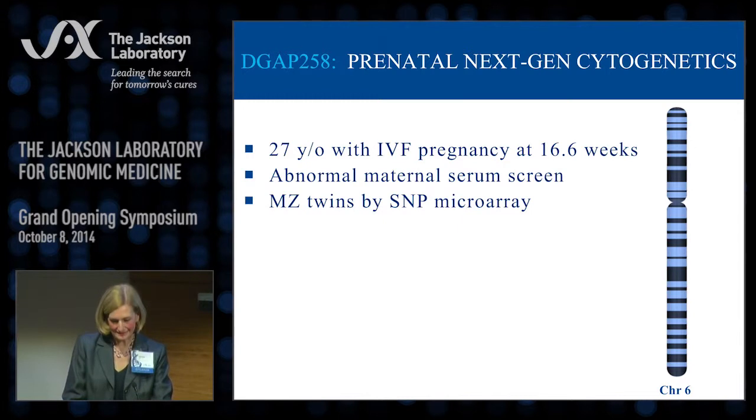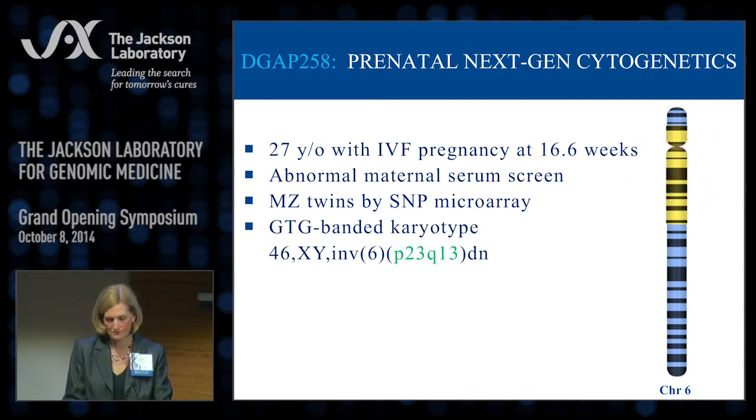So the second case I'll just tell you about, and I picked them for various reasons. This was a 27-year-old with an IVF pregnancy at 16.6 weeks. She had an abnormal maternal serum screen. I wasn't happy to find out there were twins, but anyways, the twins had a SNP array, and because they were determined to be monozygotic by the SNP array, we were able to combine their DNA samples that were left over from the array CGH and get right to the sequencing.